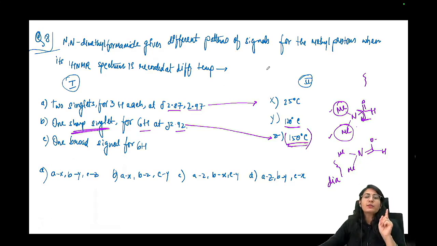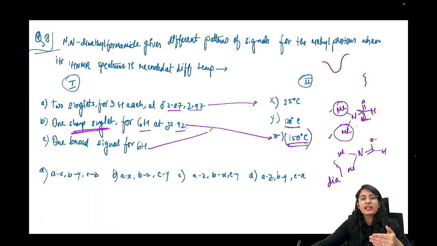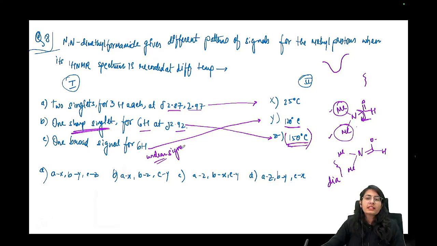And when you are getting a broad singlet like this, broad means that it is in the process of becoming free and there is some resonating portion also. So the broad signal is a bit of an unclear signal. That is why it is going to be at 120 degrees centigrade, and the sharp value is going to be at this. So the correct answer is option number B. Got it? Okay, let's go to the next question.